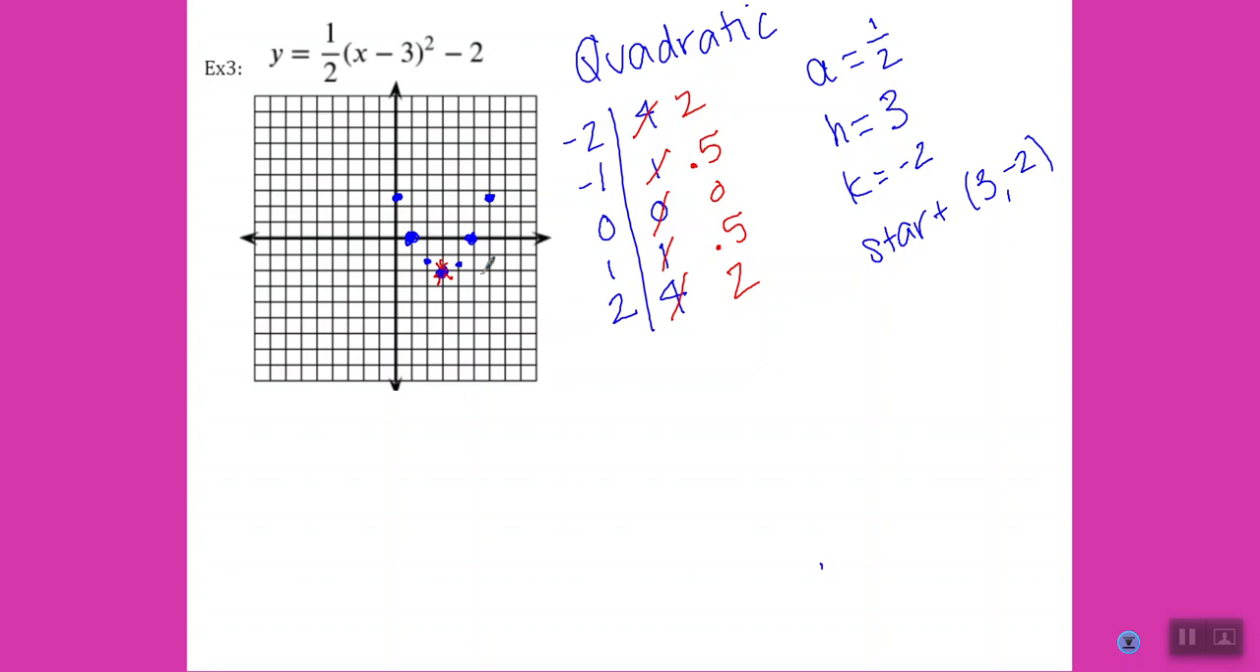Now I still have lots of graph left. So I'm going to go over 4. 4 squared is 16, but I'm going to cut that in half because of A, and I'm going to go up 8. 5 squared is 25. Half of 25 is 12.5. I'm out of graph paper at that point, so I'm going to connect my dots and make my quadratic shape.